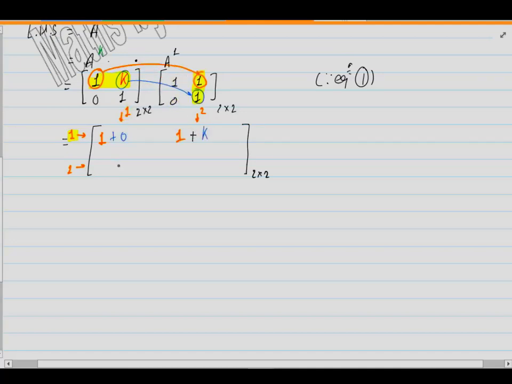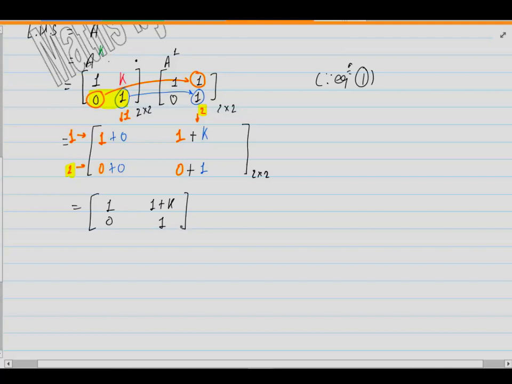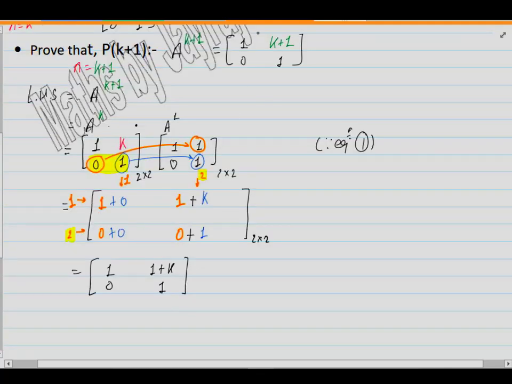Now it's time for the second row's first element, which is in second row first column. So let's multiply: 1, 0 with 1 will give us 0, and 1 with 0, again we get 0. Similarly, the last element will be 0 plus 1. So here we get the resultant matrix as [1, 1 plus k; 0, 1]. So tada! This is your right hand side.